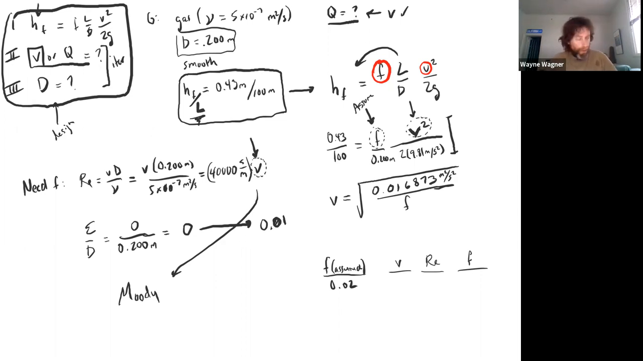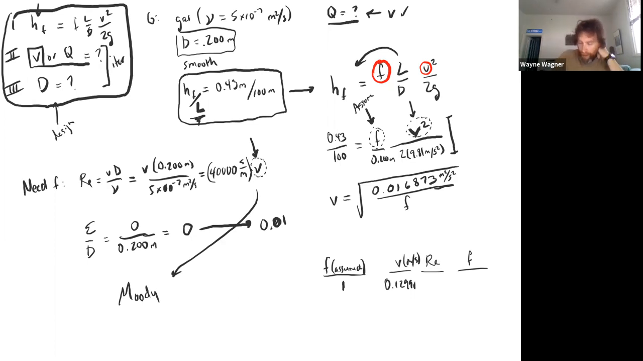In fact, that's a great one. Let's pick a bad initial guess. 1. Okay, 1's not even on the chart, right? Let's just pick a really bad one, just to show how quick it'll converge. So then we'll go 0.016873, square root of that, so the 0.5. And we're going to get a velocity here of 0.12990 meters per second.